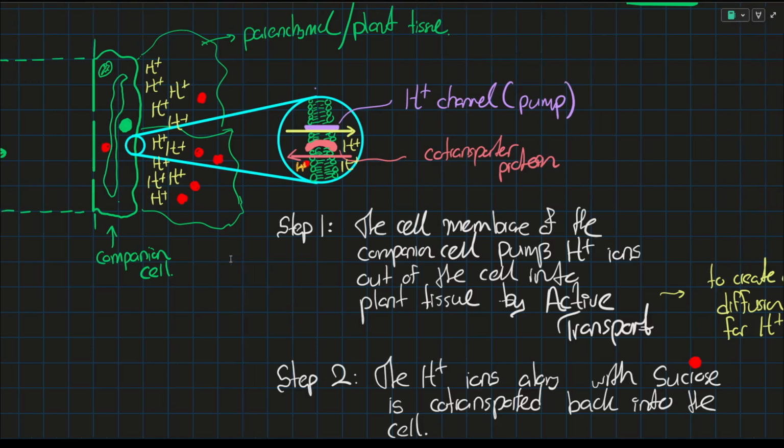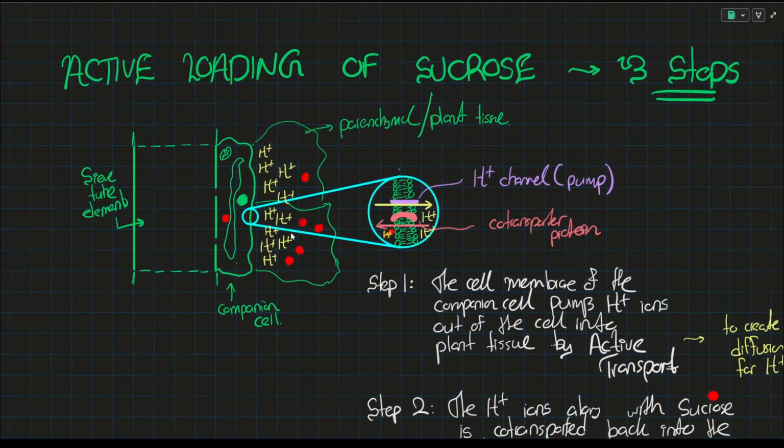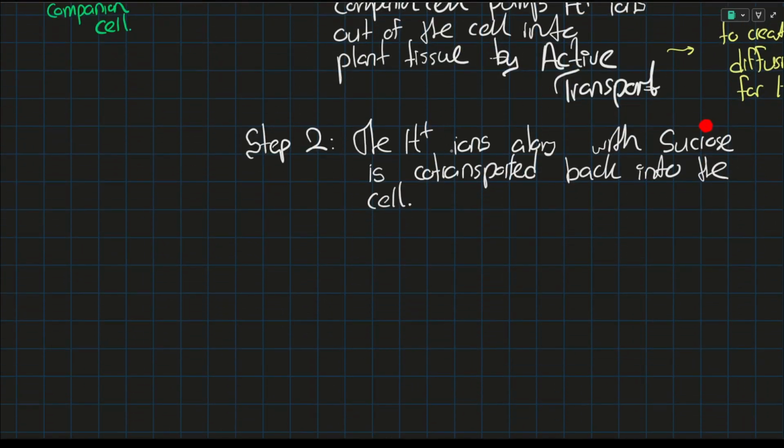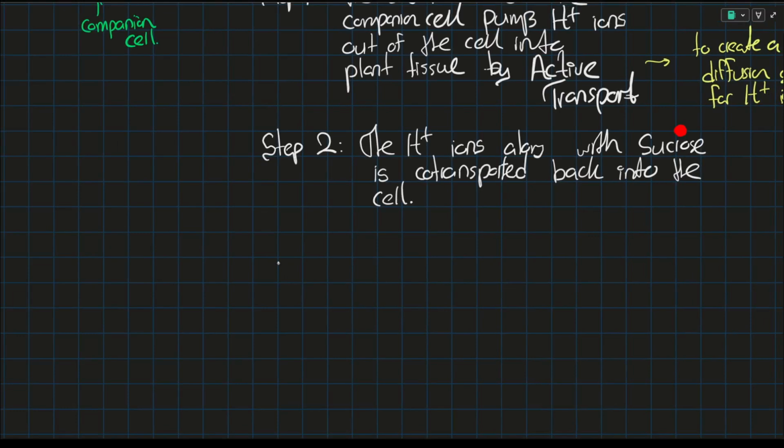Is this where we want the sucrose to be? Not really. We want to put it into the sieve tube elements. That's the only way that it can move now. If it gets here, it can go up or down or get translocated in any direction that it requires. For that to happen, we need step 3.